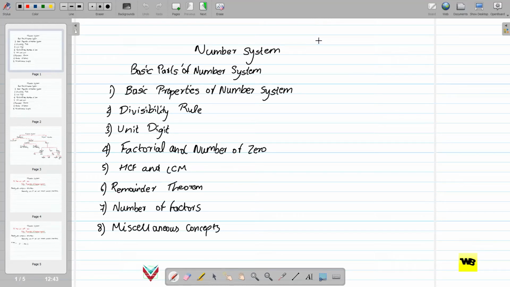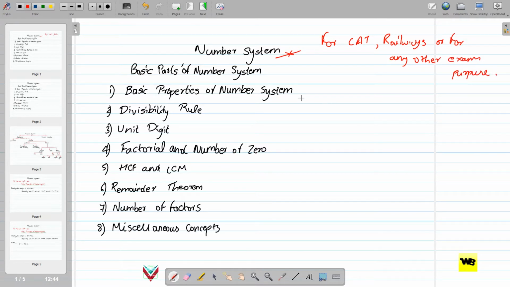So basically we are going to see all about the number system for CAT purpose, or railways, or for any other exam purpose. The number system is divided into different types like basic properties of number system, divisibility rule, unit digit, fractional and number of zeros, HCF and LCM, remainder theorem, number of factors, and miscellaneous concepts.